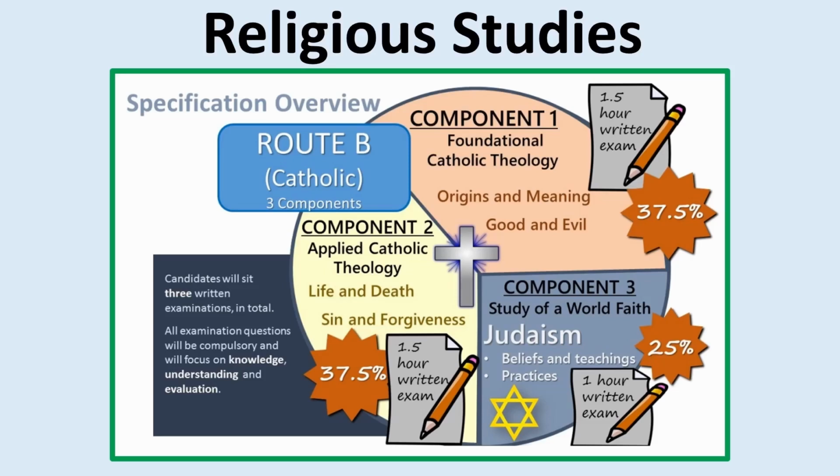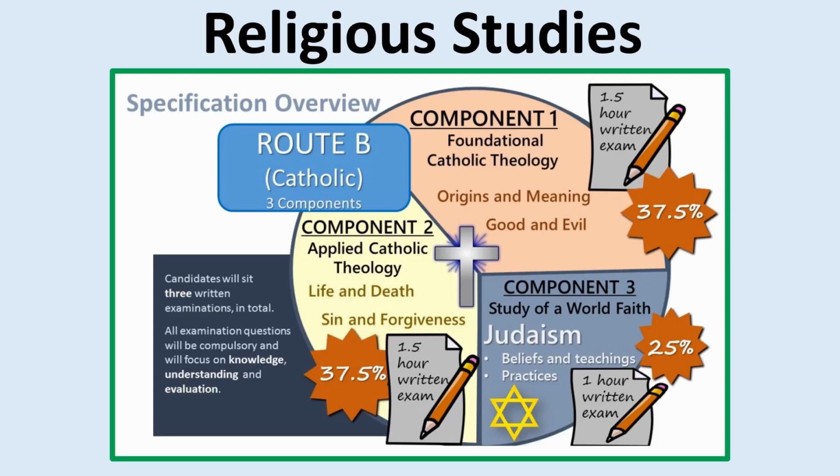So far we have studied Judaism at the end of Year 9, which we then review in Year 10 and in Year 11, and we have just finished the Sin and Forgiveness unit. We will then move on to the Good and Evil unit, and then the Origins and Meaning unit, followed by Life and Death, which we begin and complete in the first term of Year 11.